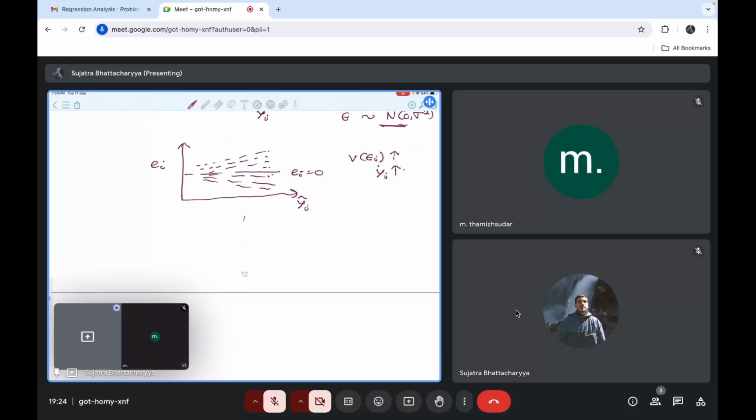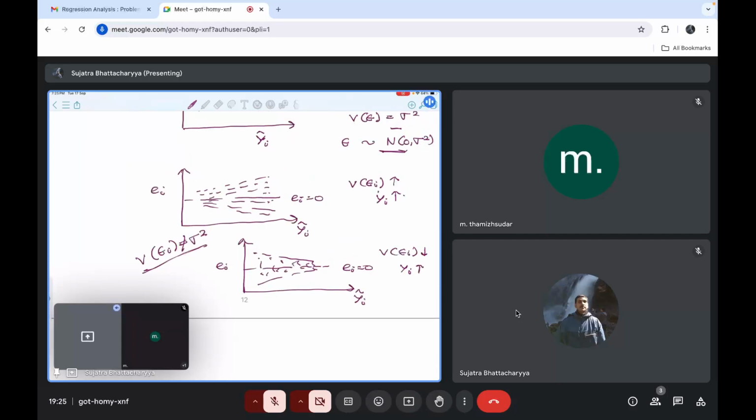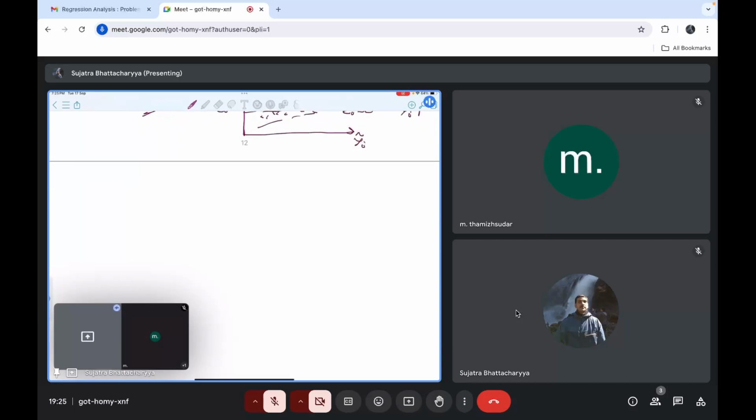Similarly, the opposite can also happen like this. So this is yi hat, this is your ei, this is your ei equal to 0, and it can happen like this also. So the observations are decreasing like this. In this case, the variance of epsilon i decreases as yi increases. Okay, and in both these cases, your variance of epsilon i is not equal to sigma square. Here, that assumption of epsilon normal 0 sigma square is violated. So these are unsatisfactory models.